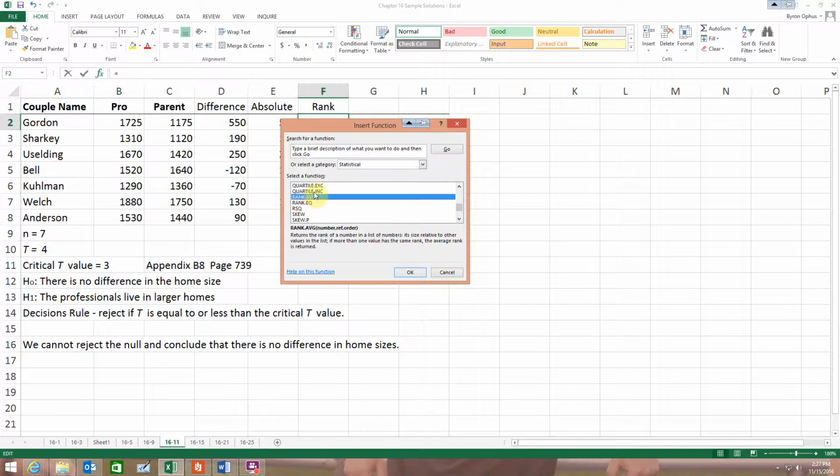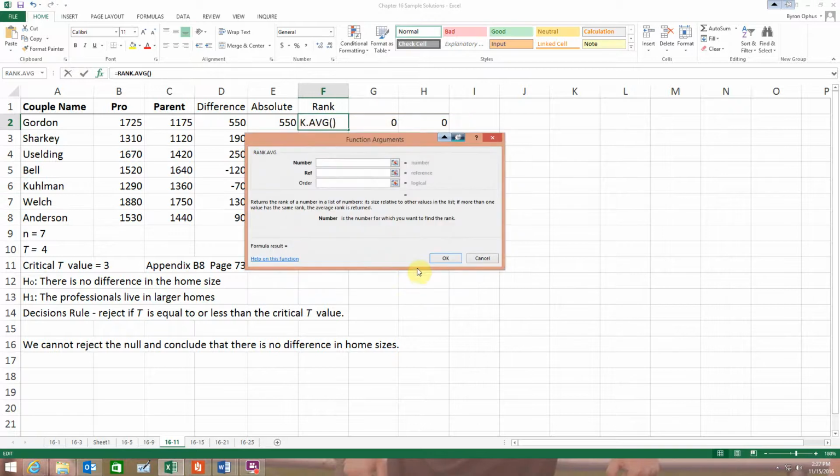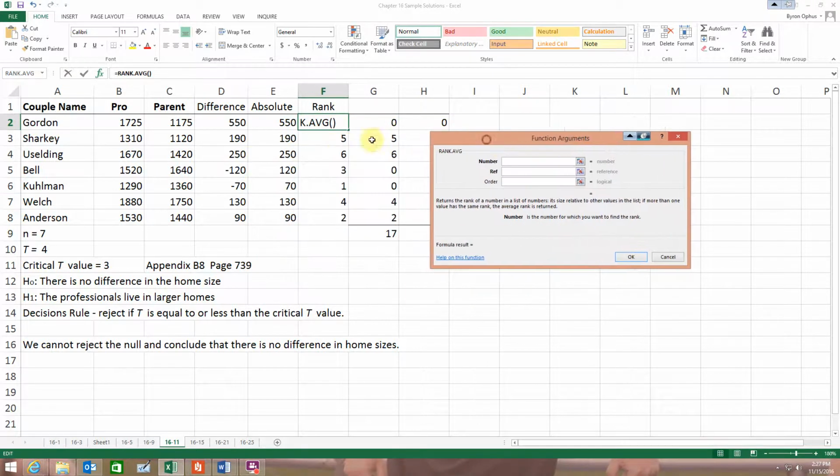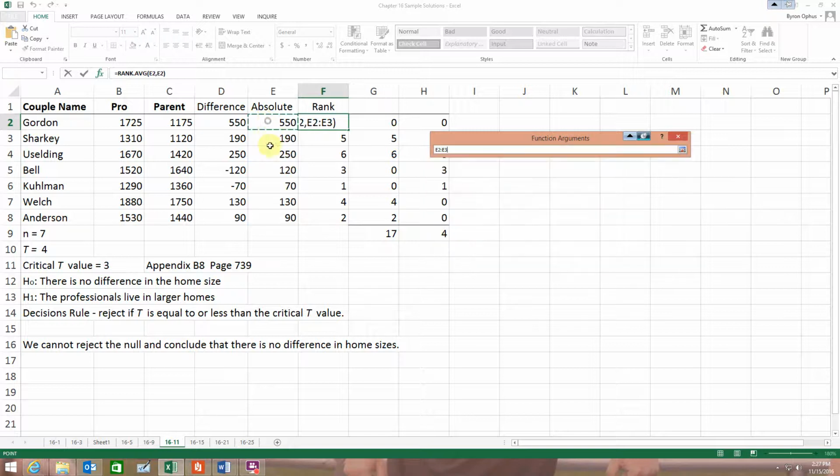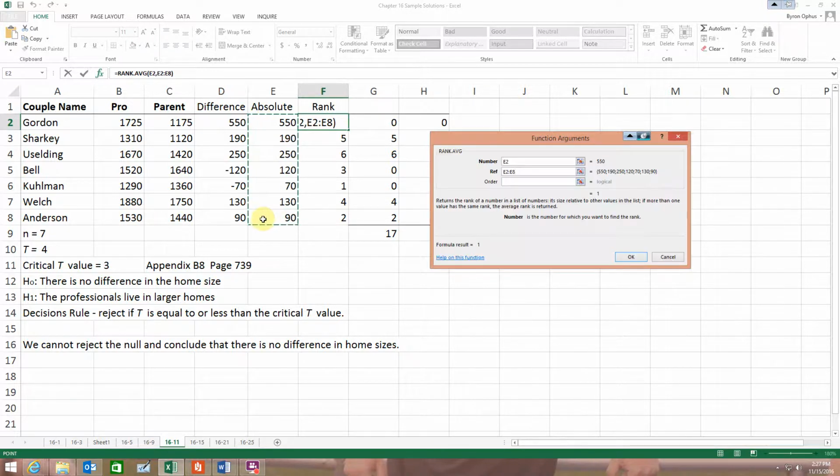I'm going to use rank average, and all rank average means is that if you had two that were the same, it would average them. So if they ended up being a 9 and 10 basically, but they were the same, they'd both be 9.5. Okay, so the number that I want to rank is going to be this absolute value, and my reference is going to be this column of absolute values, and I want that column reference to stay the same.